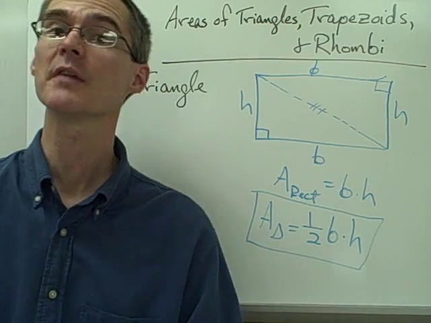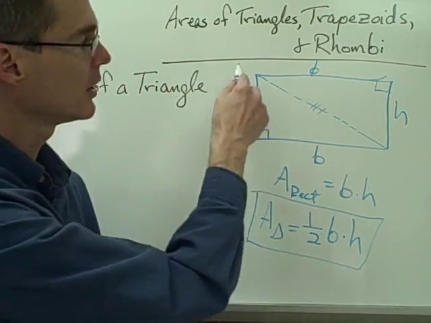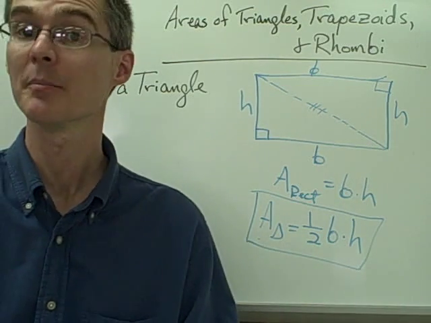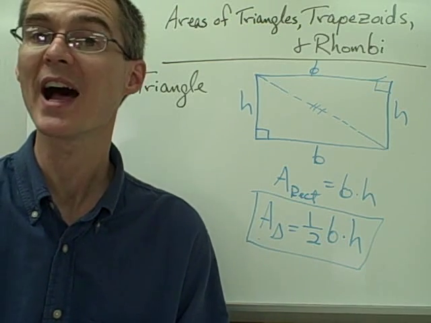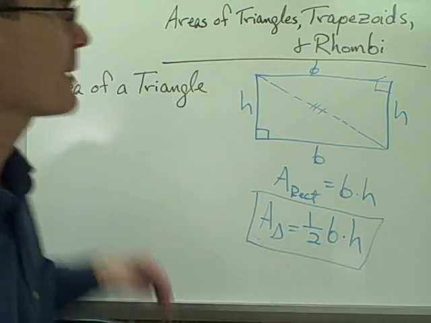And that's a formula that many of you may already be familiar with, and that's where it comes from. You start with a rectangle, you draw that diagonal, cuts it in half. The area of a triangle is 1/2 base times height. So we just derived the formula for a triangle. Well, now we're going to do the same thing for a trapezoid and a rhombus.